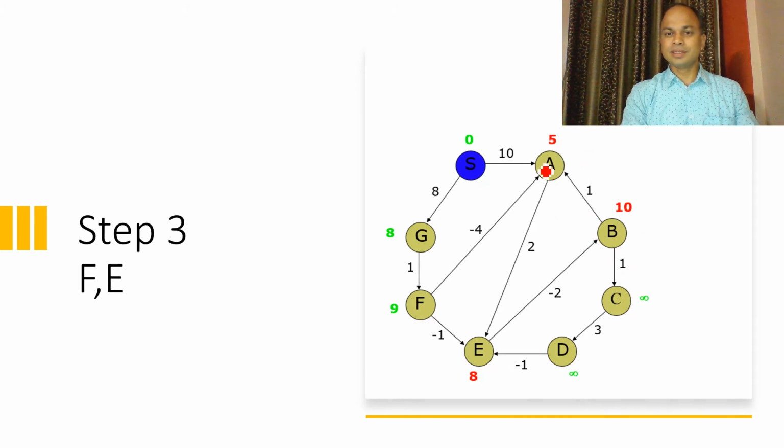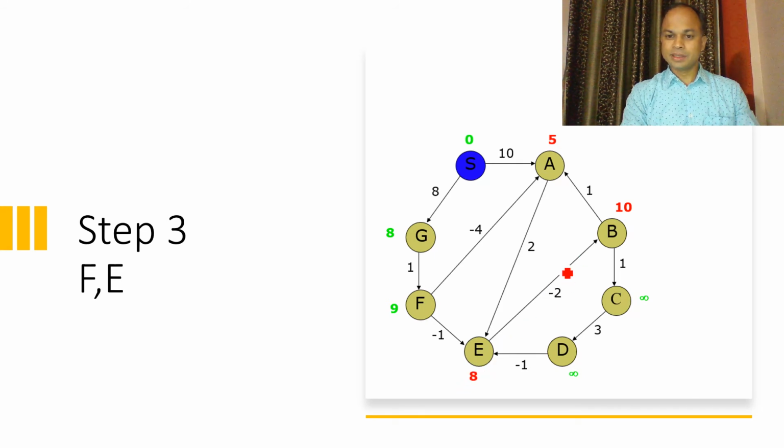Now here we have node A. We have to work on node A. We have marked it in red color. Similarly, we have to work on node B. Further, we have marked it in red color. We have to work on node E. Further, we have marked it in red color. So here E to B distance is minus 2. Therefore, S to B distance will be 8 minus 2, 6.